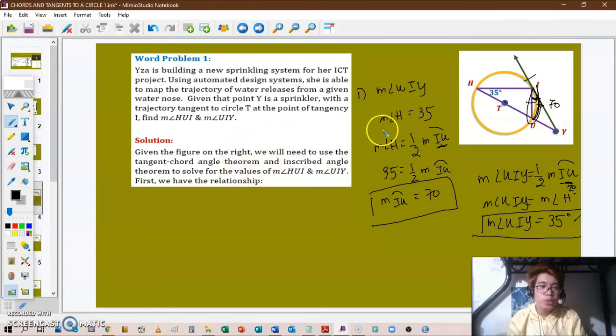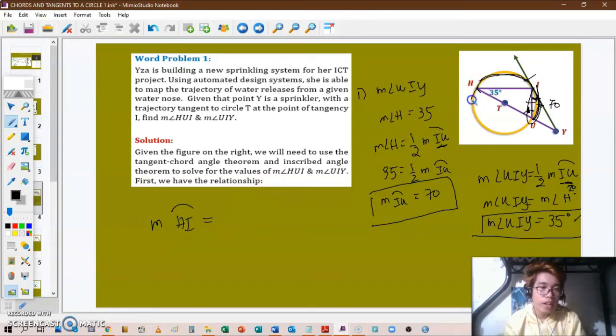So how about the measure of angle HUI? What's the measurement of this angle right here? We can look at the intercepted arc. The intercepted arc is going to be HI. So we need to find the value of HI. How are we going to find the value of HI?